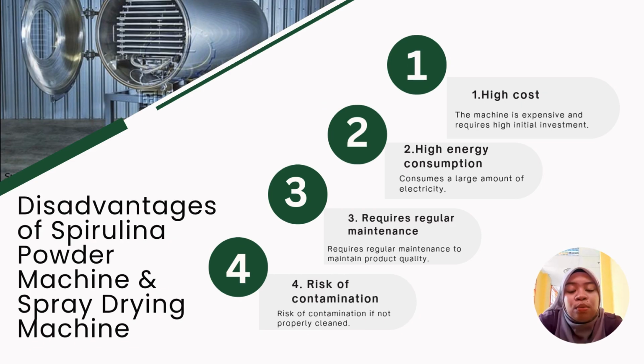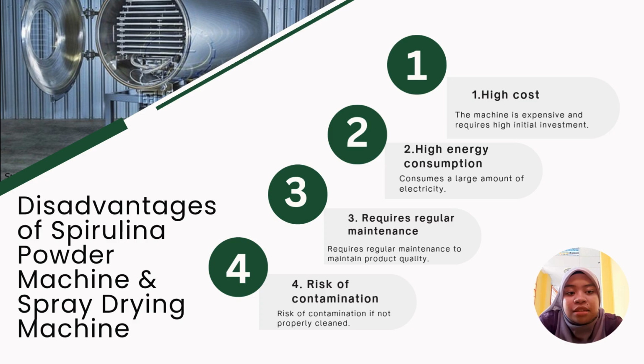Now we will move to the disadvantages of the spirulina powder machine and spray drying machine. The first is high cost. Okay, buying and installing the equipment requires a large investment, which can be challenging for small businesses. And the second is higher energy consumption. The drying process uses a lot of electricity or heat energy, which increases operating costs.